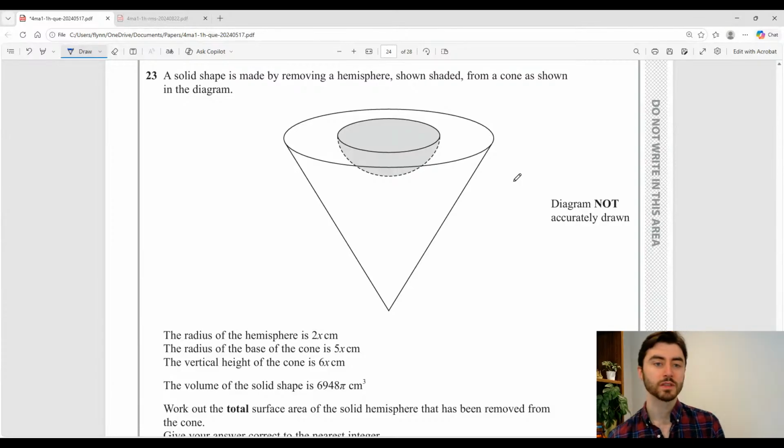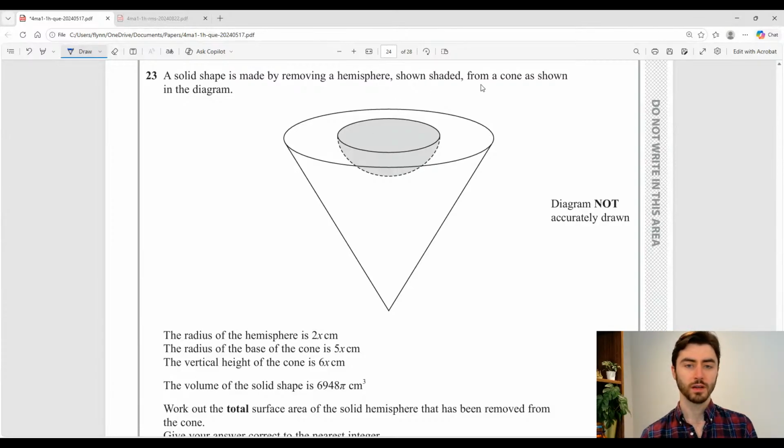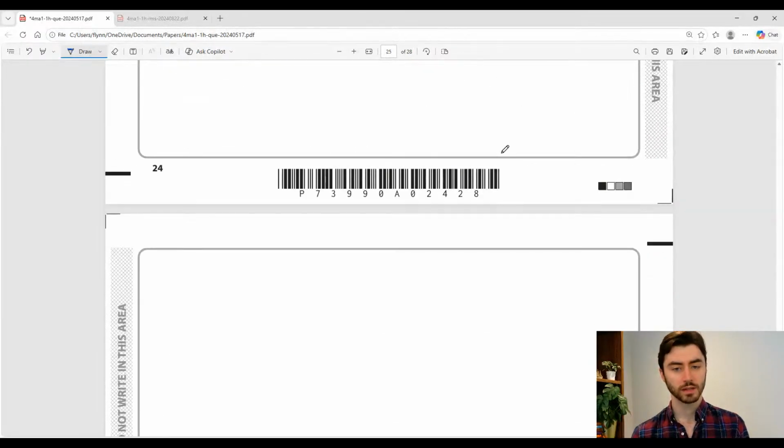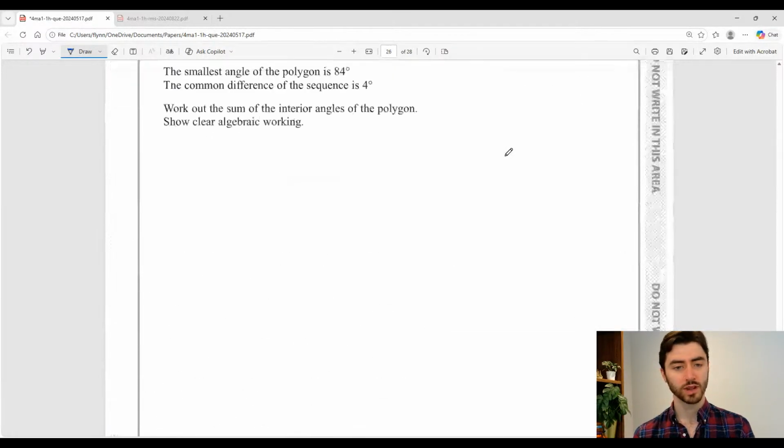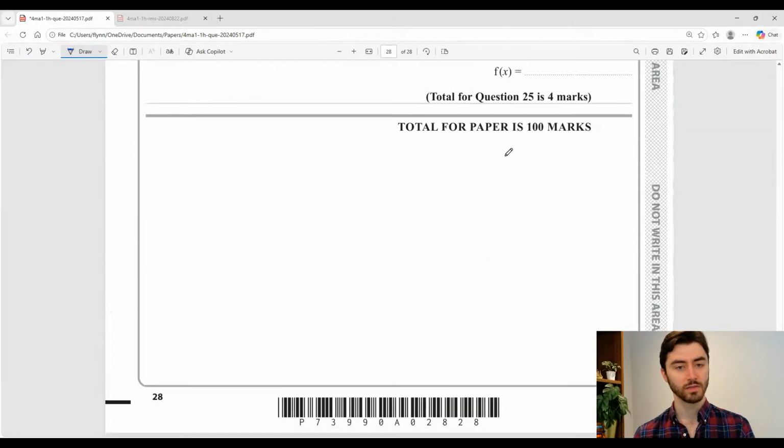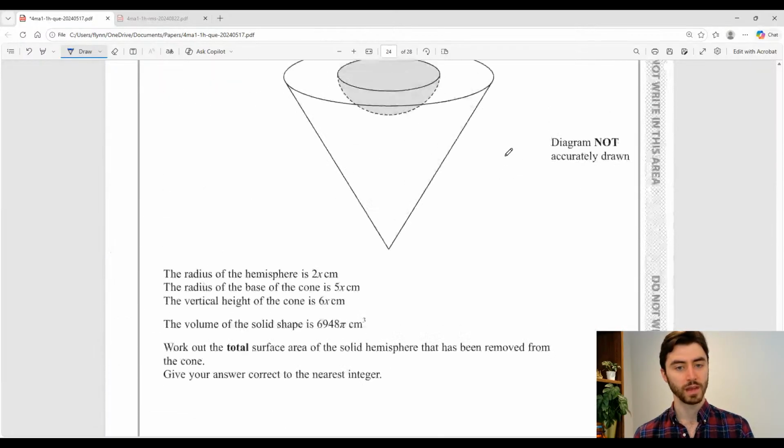So a solid shape is made by removing a hemisphere from a cone, as shown below. In fact, this is giving final question vibes, and yet it's not. I've got several questions left. I've got to pick up my pace.